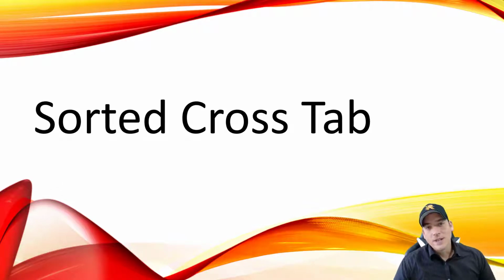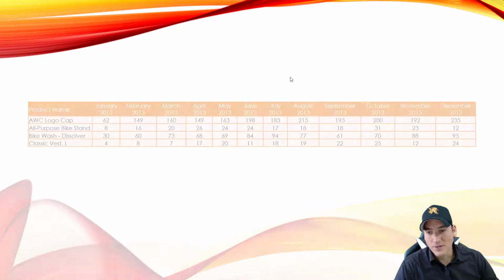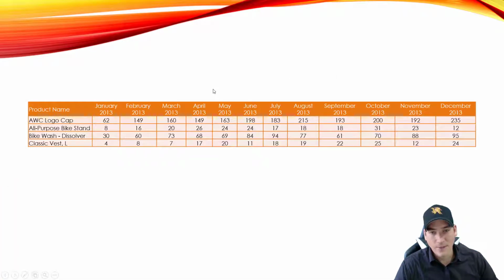Hi there, what we're going to do in this video is put together a sorted cross tab inside Alteryx. So the design of the output for this particular cross tab is going to contain the month and year in columns, and then a product name in the rows. And the values for each row are going to represent the quantity of that item that has been sold for each month.